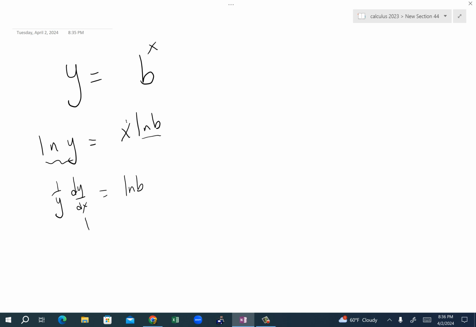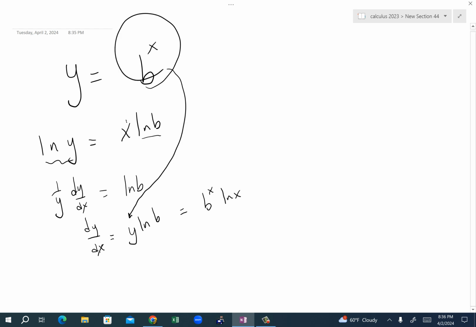Now, check this out. To solve for the derivative, I would just take y times the ln of b. But y is what? Well, it's b to the x. See that? Right there. So you're telling me that the derivative of b to the x is equal to b to the x ln of b. Oops, ln of b. Sorry, ln of b. It's exactly what I'm saying.